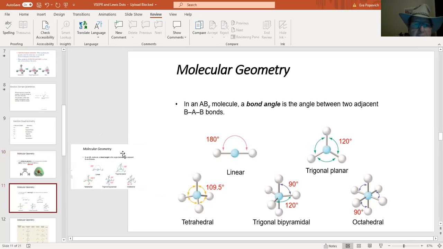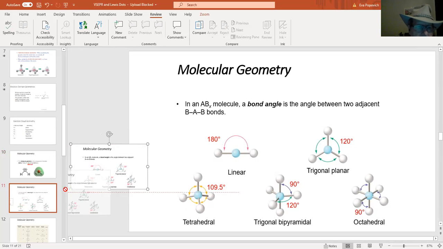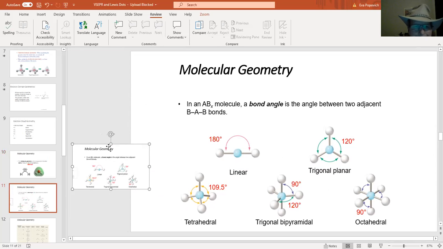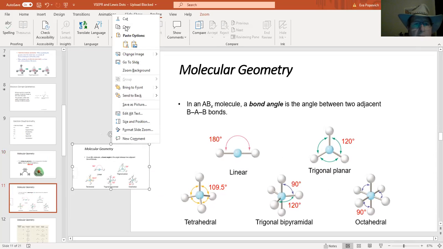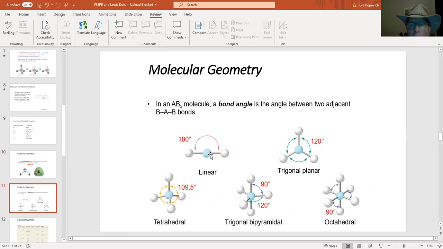When I have atoms, I can dictate a bond angle. If I have 2 atoms bonded to a center atom, that bond angle is going to be 180 degrees. 3 things, 120. If I have 4 things, that bond angle is going to be 109.5.